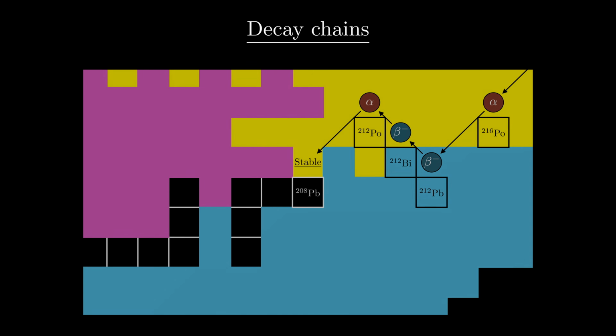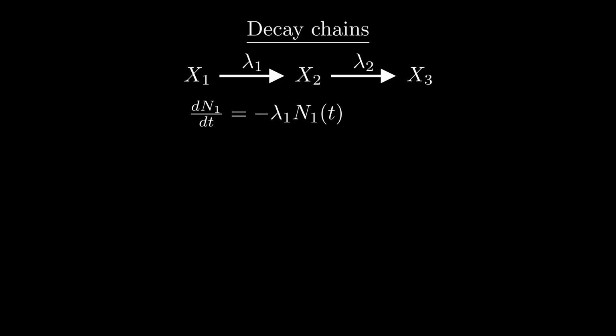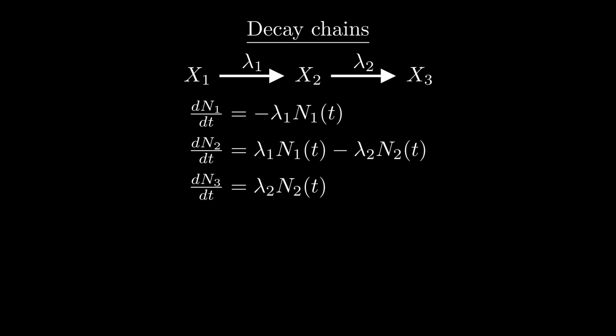Just to give you a little taste of how bad things can get, I'll show you the equations that govern a two-step decay equation, where x1 decays into x2, which then decays into a stable x3. So the system of differential equations that governs this is as follows. The change in x1's population is dn1/dt equals negative lambda 1 n1 of t. The amount of x2 grows with the decay of x1 and decreases as x2 decays, so dn2/dt is lambda 1 n1 of t minus lambda 2 n2 of t, and the amount of x3 builds up with the decay of x2, so dn3/dt is lambda 2 times n2 of t.